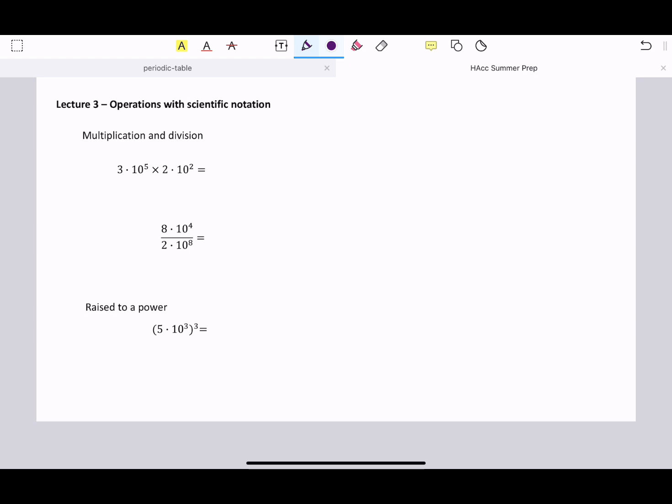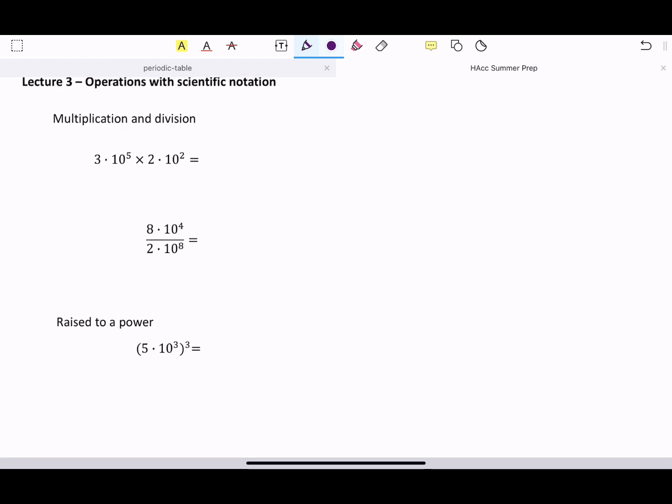So previously we talked about how to express numbers as scientific notation, right? And what it means if things have negative or positive exponents. Now we're going to talk about what to do when we are trying to do math with pieces of scientific notation, right? So first, let's talk about multiplication and division.